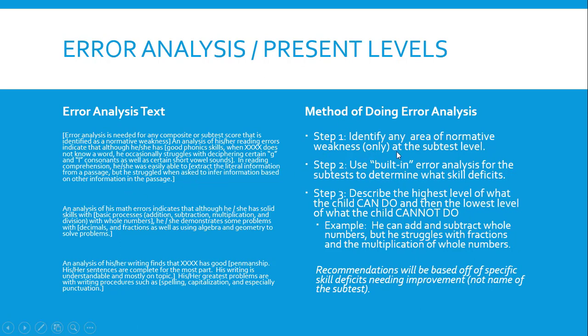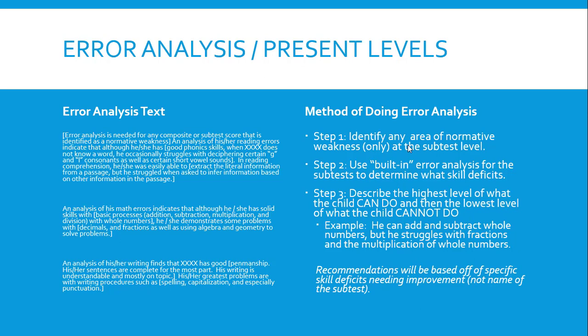Going over here, your first step to doing an error analysis is figuring out anything that's a normative weakness. You don't care about personal or relative weakness in your error analysis. You only care about normative weakness because, with a learning disability situation, it's twofold. You have to have the weakness, and you have to need special services and education for you to get any kind of additional interventions. And so we're looking at normative weaknesses only.